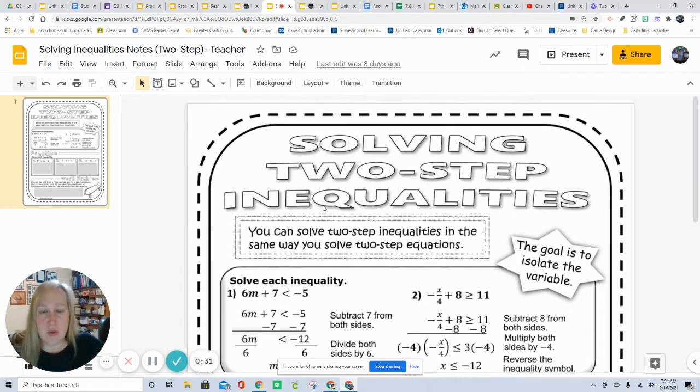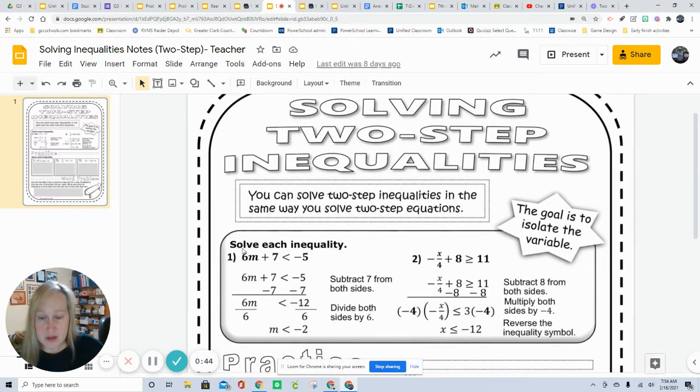So solving two-step inequalities, you can solve them in the same way that you solve two-step equations. Just like it says here, the goal is to isolate the variable on one side. So if you look at these examples, 6m plus 7 is less than negative 5. The first thing that we do is subtract that 7 from both sides. We're using that inverse operation, okay? And we're left with 6m is less than negative 12.